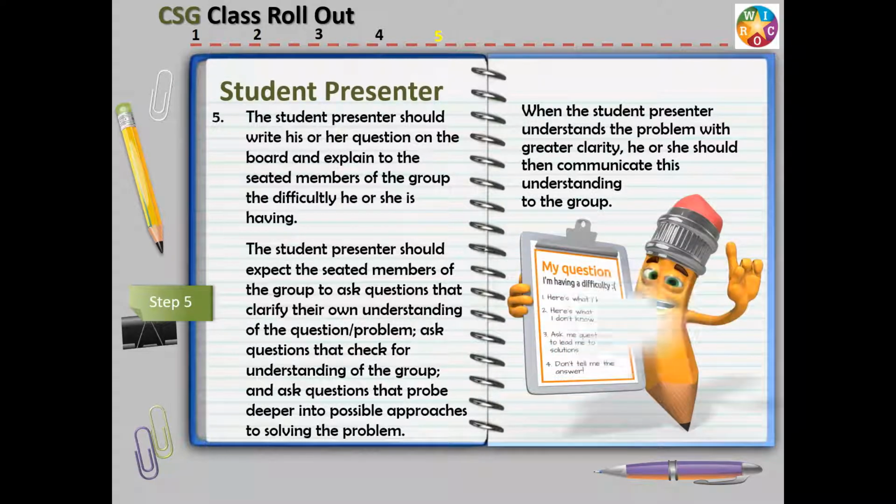Step 5. Student presenter. The student presenter should write his or her question on the board and explain to the seated members of the group the difficulty he or she is having. The student presenter should expect the seated members of the group to ask questions that clarify their own understanding of the question problem, ask questions that check for understanding of the group, and ask questions that probe deeper into possible approaches to solving the problem. When the student presenter understands the problem with greater clarity, he or she should then communicate this understanding to the group.